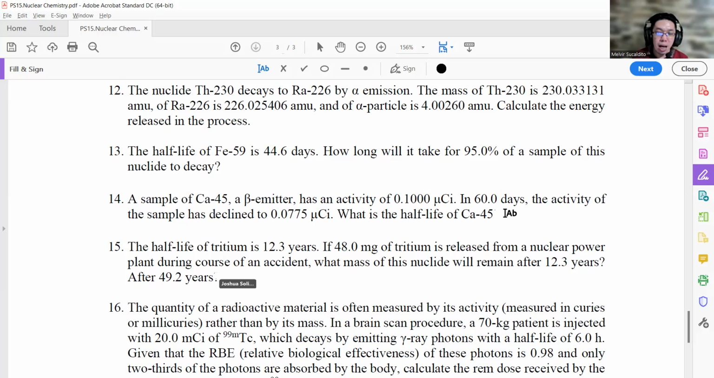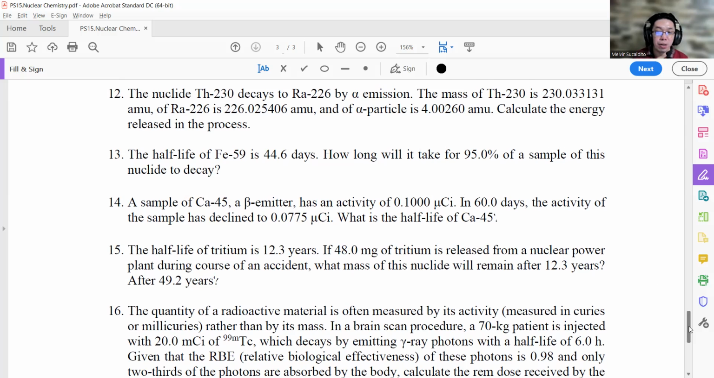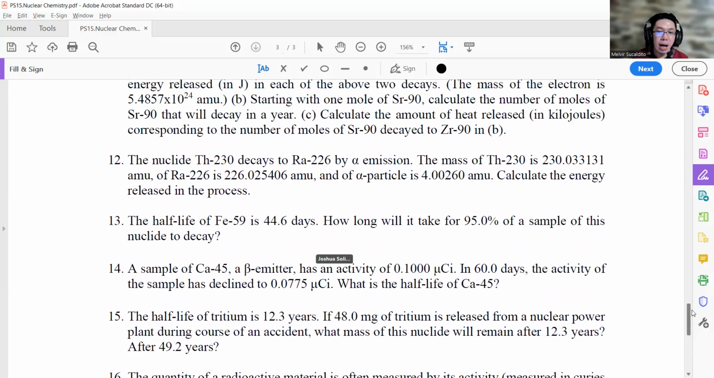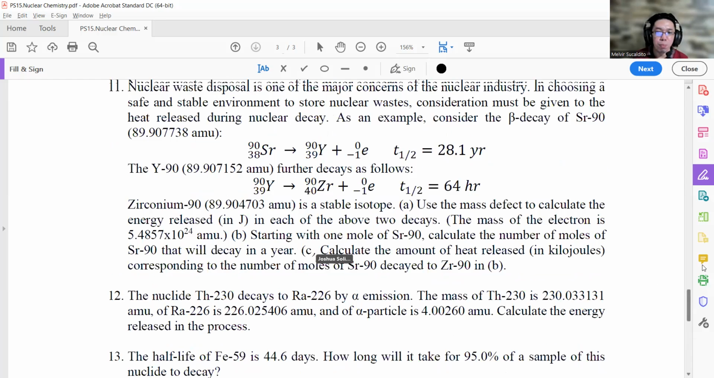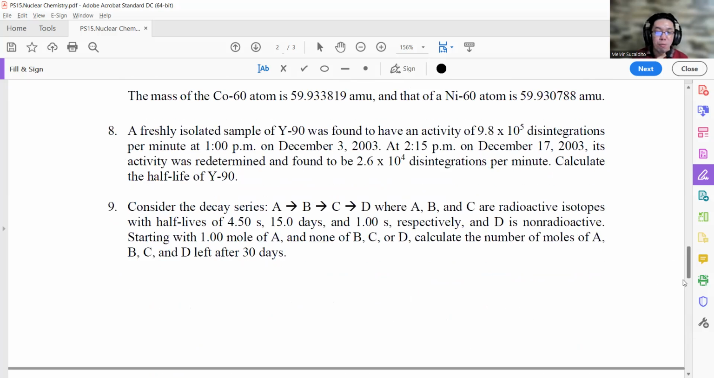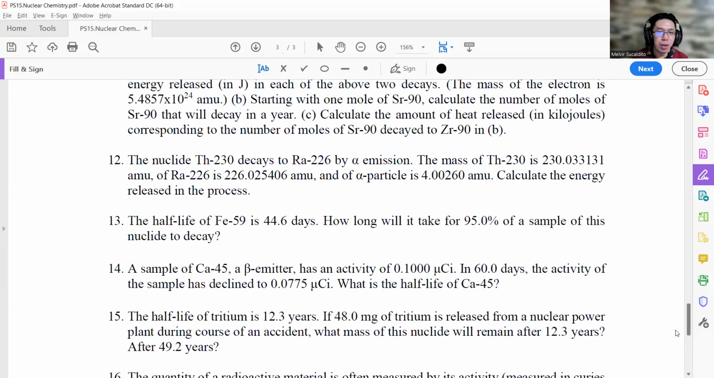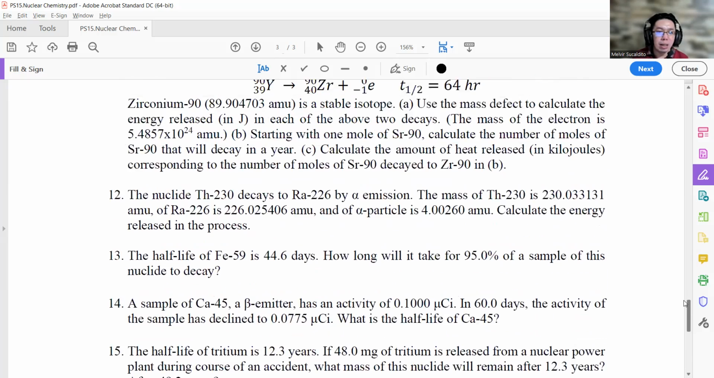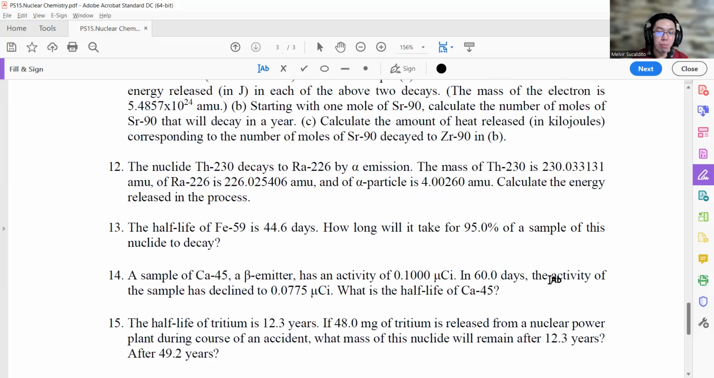After 60 days, it declined to 0.0775 microcurie. So what is the half-life of calcium-45? That looks like the one with disintegration per minute. So that is number 8. Number 12 looks like number 7, number 13 looks like 10, number 14 looks like number 8, and number 15 also looks like 12 and 13.